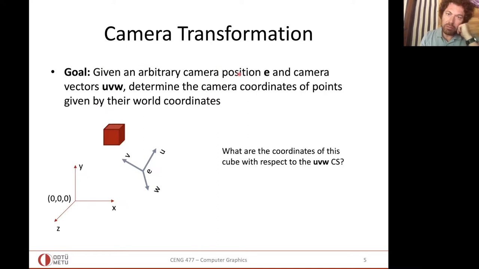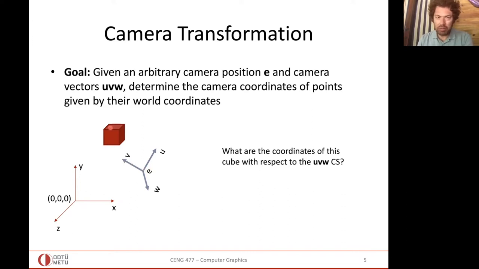Okay, so in the camera transformation, this is my world space, by the way. I represent it using the typical XYZ axes that are perpendicular to each other. Now I have a camera around, which is located at this E location. This is the positional vector. And the camera also has directional vectors, U, V, W, that define its orientation. Like in this case, V is the up vector. So this is where my camera is looking, this is the upside of the camera.